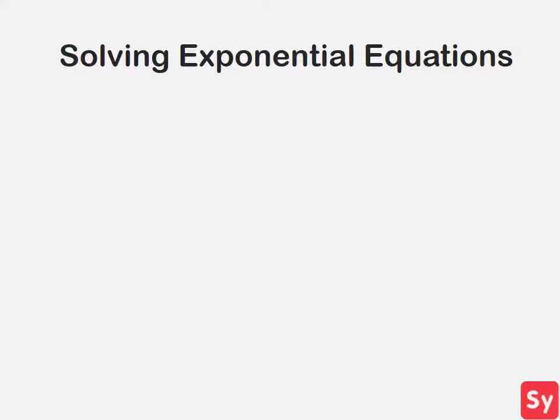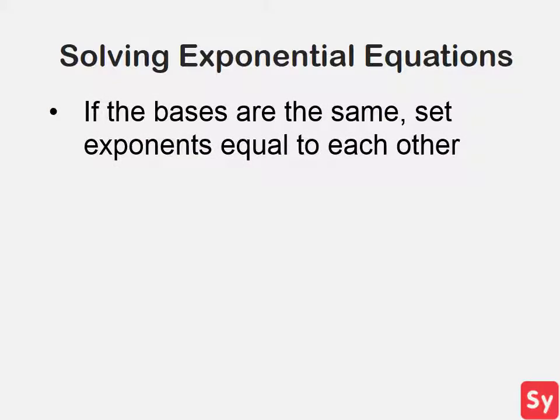The easiest way to solve exponential equations is to have the bases on each side of the equation be the same. If this is possible, then set the exponents equal to each other and solve for the variable.